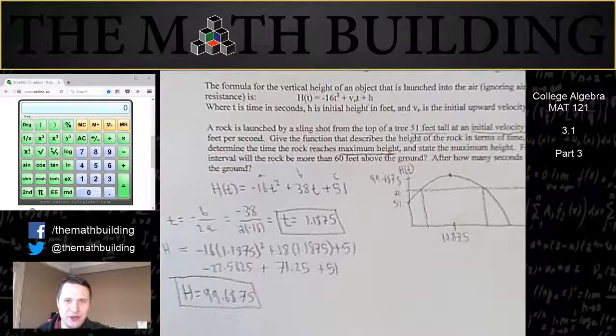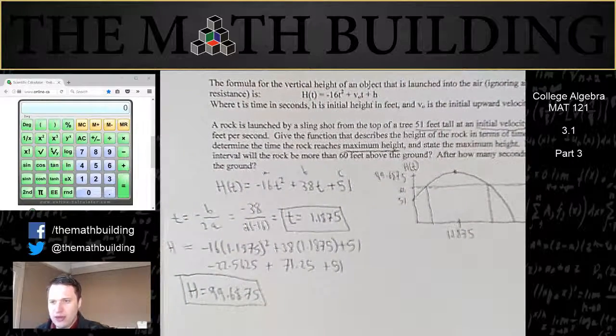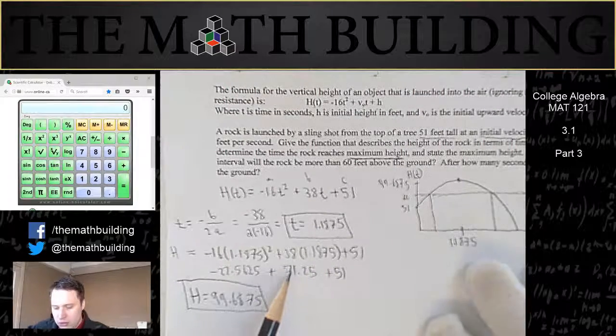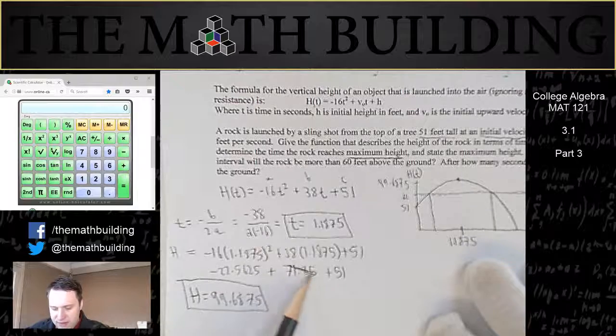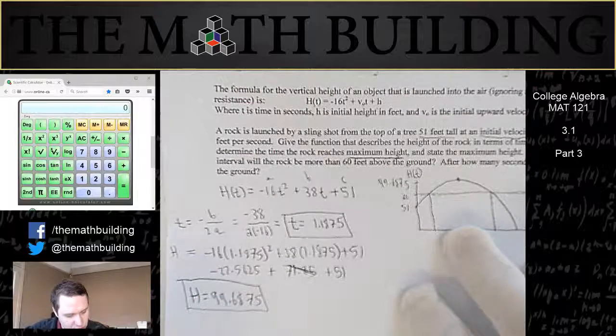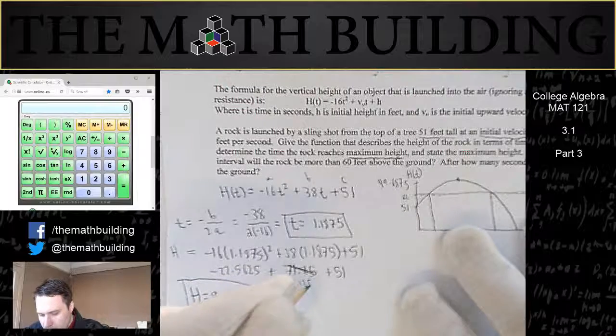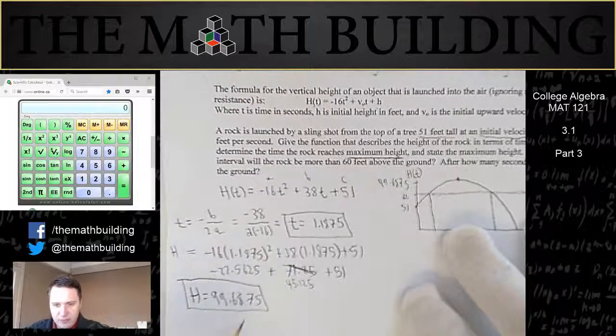Hey, Gregory Carlson here for College Algebra, and unfortunately, at the end of part 2, I made a mistake, and I bet you caught it, because you're really smart. When I did 38 times 1.1875, I accidentally typed in, I think, 1.875 or something. So this is a mistake right here. That shouldn't be 71.25. It should be 45.125. So that's a mistake right there, so please fix that.